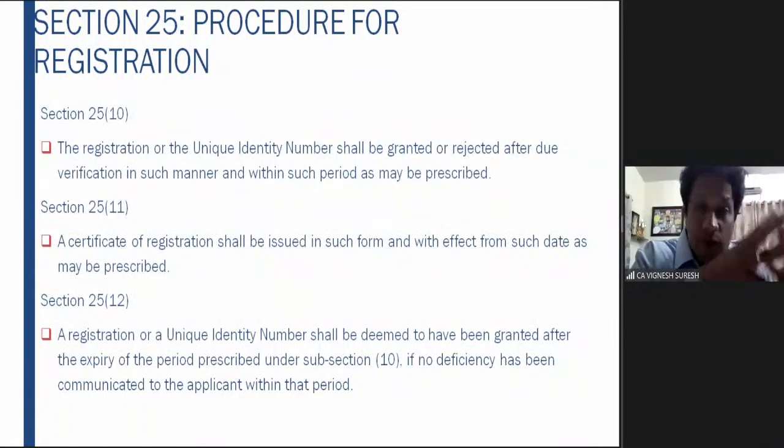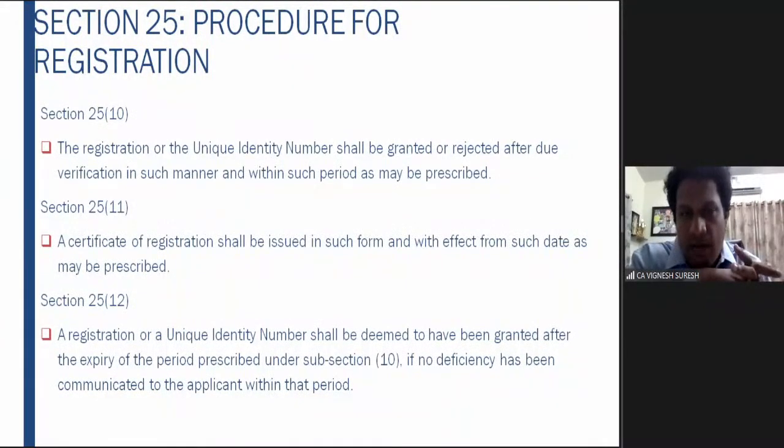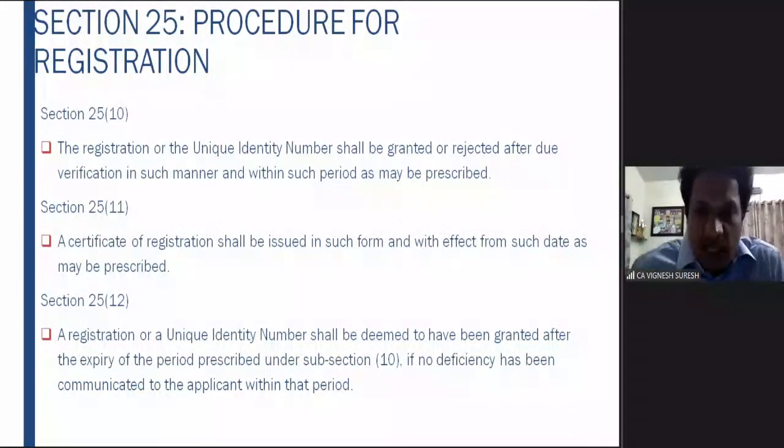Most of you, in your articleship, I hope you have applied for a GST registration. So you must be very familiar with what the process is. The certificate is given in form REG 6, right? So therefore, 25 subsection 11 talks about issuance of certificate. 25 subsection 12 talks about a registration being deemed to have been granted after the expiry of the period.